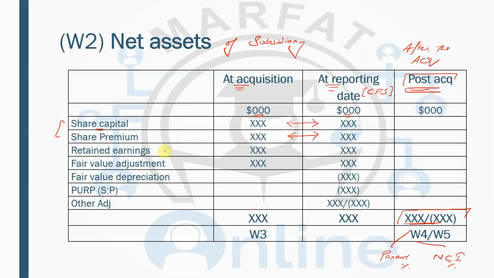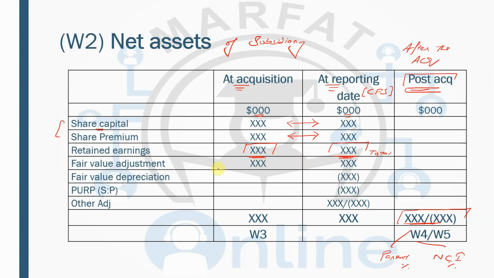And then you will be taking the retained earnings. But these retained earnings are going to be different at acquisition and at reporting date. At acquisition means this is the pre-acquisition amount which the subsidiary has already earned, and these are the retained earnings at acquisition. At reporting date means this is the total, which includes the retained earnings at acquisition plus the profit which the subsidiary has made after the acquisition.